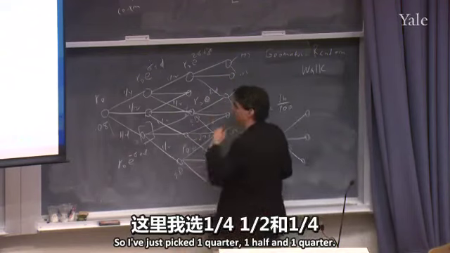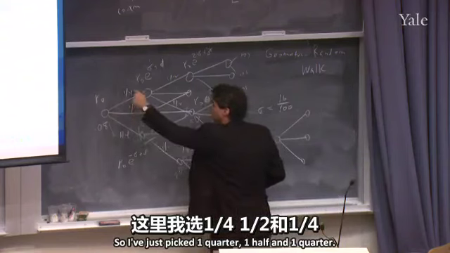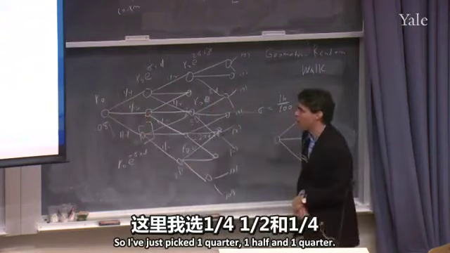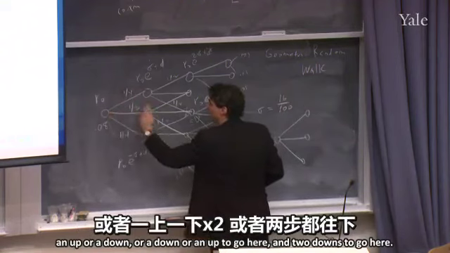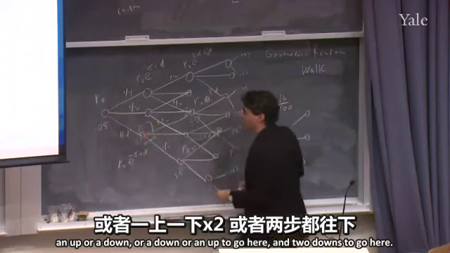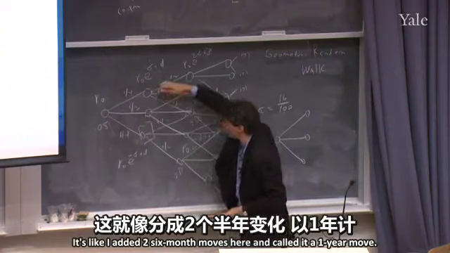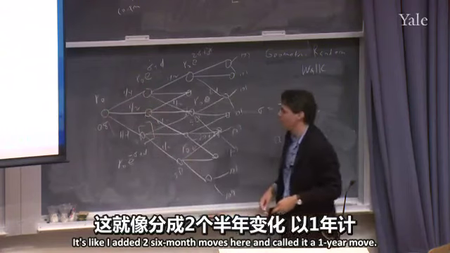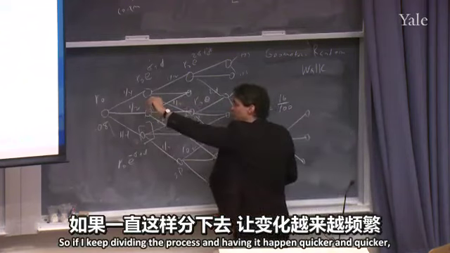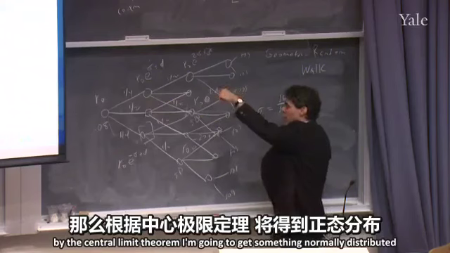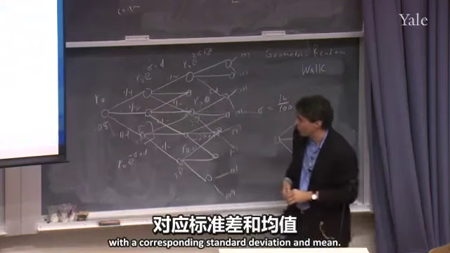So I've just picked a quarter, a half, and a quarter. It's as if I had two moves, where you could get two ups to go to here, an up or down, or a down or up to go here, and two downs to go here. That's why I picked a quarter, a half, and a quarter. It's like I added two six-month moves here and called it a one-year move. If I keep dividing the process and having it happen quicker and quicker, by the central limit theorem I'm going to get something normally distributed with a corresponding standard deviation and mean.